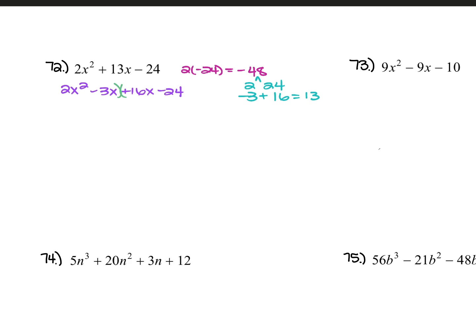We're going to factor by grouping. So x factors out from the first, and 8 factors out from the second. So that gives us x times 2x minus 3 plus 8 times 2x minus 3. Once again, parentheses are the same, so that just simplifies to be 2x minus 3 times x plus 8.